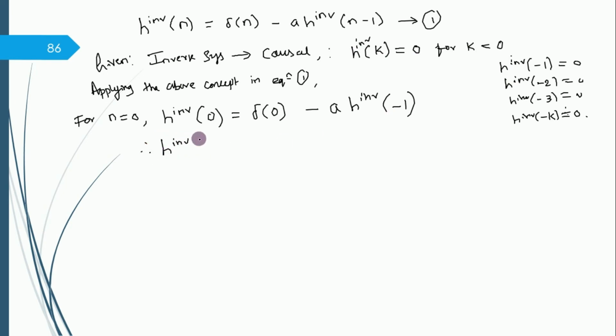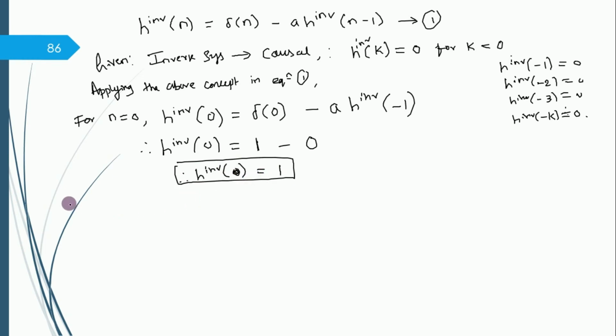Therefore, H inverse of 0 is equal to delta of 0. At n equal to 0, the delta function's area is 1, minus this goes to 0, and 0 into anything is 0. So therefore, H inverse of 0 will result in 1. H inverse of 0 is 1.